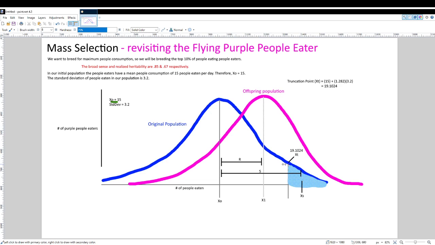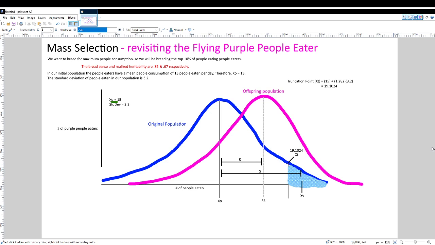Well, we need to find our truncation point. Truncation point is the point at which everything above this point on the curve is going to be part of the population we want. So everything above this is the 10% of our breeding parents. In order to determine that, we took our initial mean, x naught, and added 1.282, which is our selection intensity, our standard size selection point, multiplied by our standard deviation, and we get 19.1024.